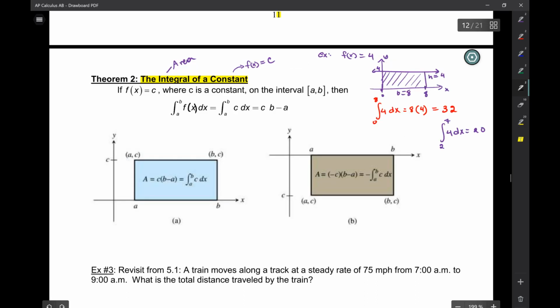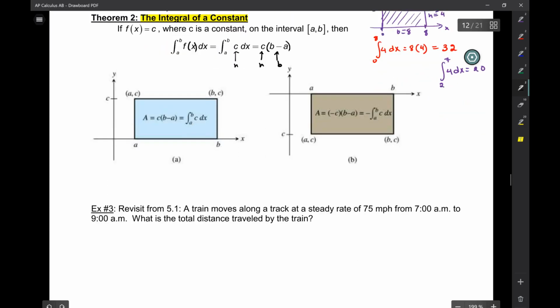Okay? If you have the integral from a to b of f of x dx, f could be anything. It could be a constant. And then how do you find the area of that? Well, it's that height, right? This becomes the height, and this becomes the base.